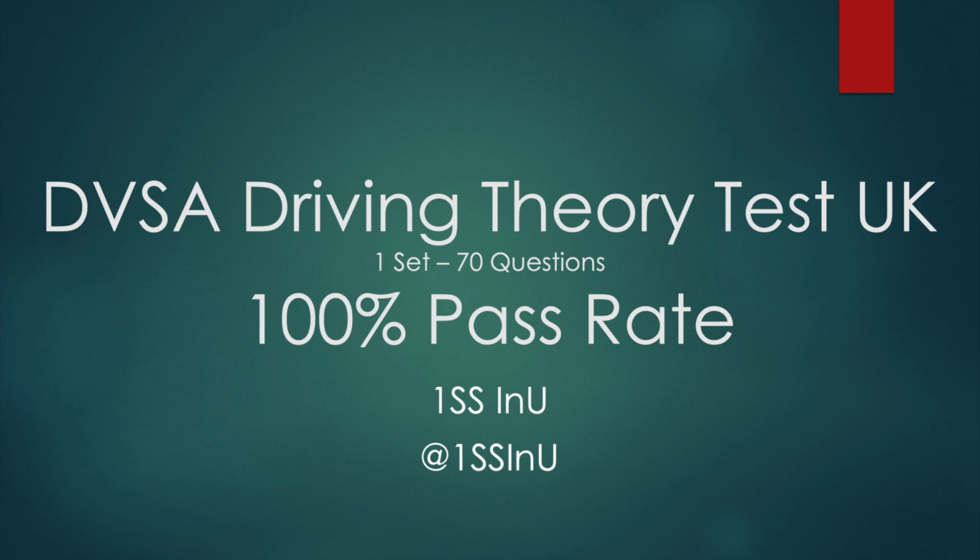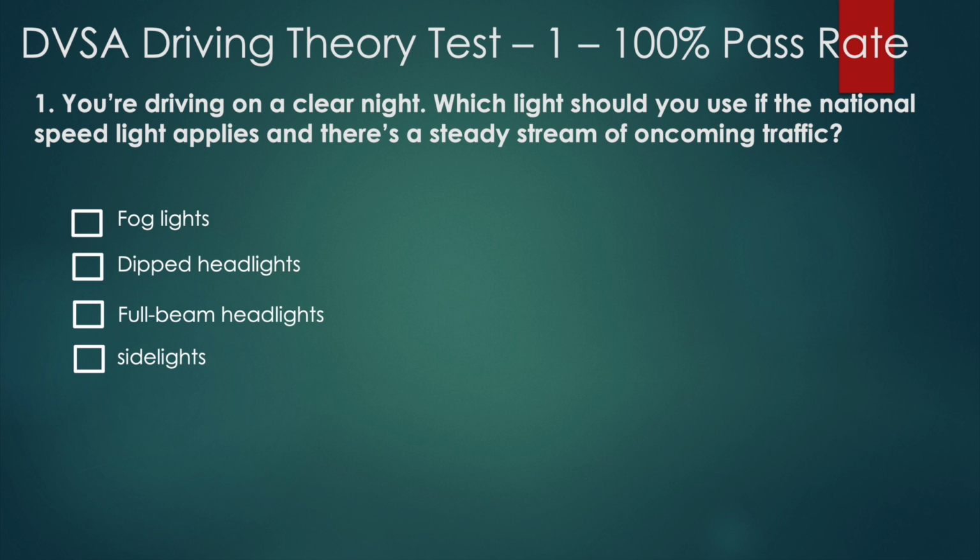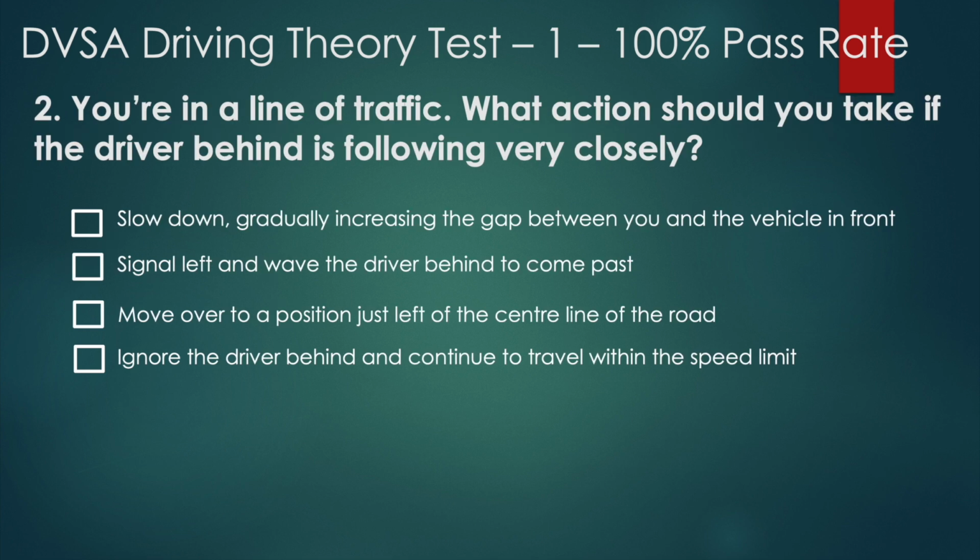Let's get started. 1. You are driving on a clear night. Which light should you use if the national speed limit applies and there is a steady stream of oncoming traffic? A. Fog lights. B. Dipped headlights. C. Full beam headlights. D. Side lights. And the answer is B. Dipped headlights.